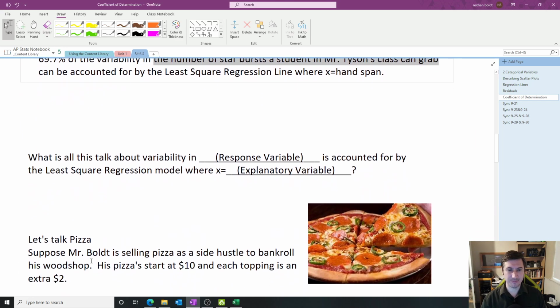All right, let's talk about this whole sentence. What is all this talk about? The variability in the response variable is accounted for by the least squares regression model where x equals the explanatory variable. What does this mean? So let's go into the background of what R squared actually means.